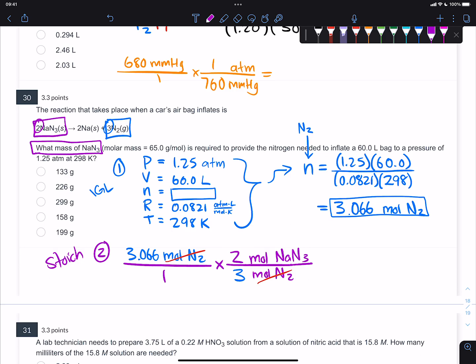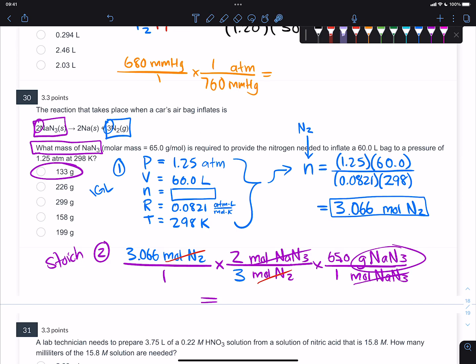And we're actually almost at that very last step, which is now convert your moles of sodium azide into grams of sodium azide, which is given here as 65 grams per 1 mole. And that's going to be your answer. So we're going to multiply that 3.0 whatever number times 2 times 65 and divide it by 3. And we get about 133 grams. And that's how you do that one.